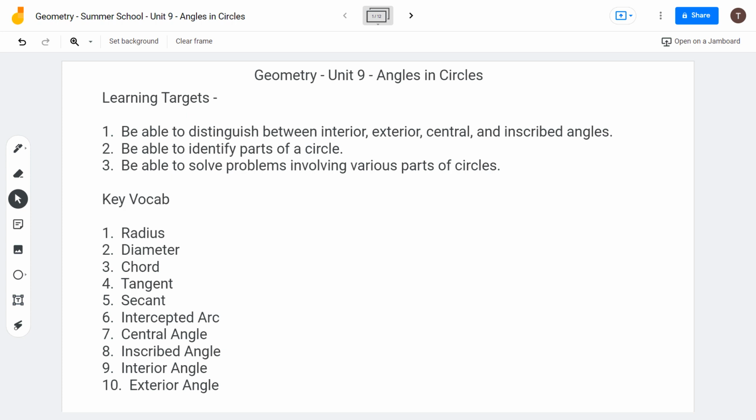So hopefully by the end of this lesson, you'll be able to distinguish between interior, exterior, central, and inscribed angles, be able to identify parts of a circle, and be able to solve problems involving various parts of circles. Mostly with angles, or all with angles in this section, as I said, but later on segments. So you can see some key vocab there, and we'll definitely talk about those next unit as well.